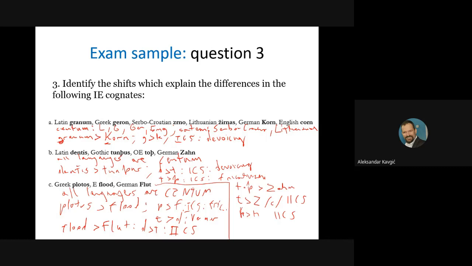So is it relatively clear? Any feedback? No feedback? I guess it's clear if you're not saying anything. Don't be afraid to say something.